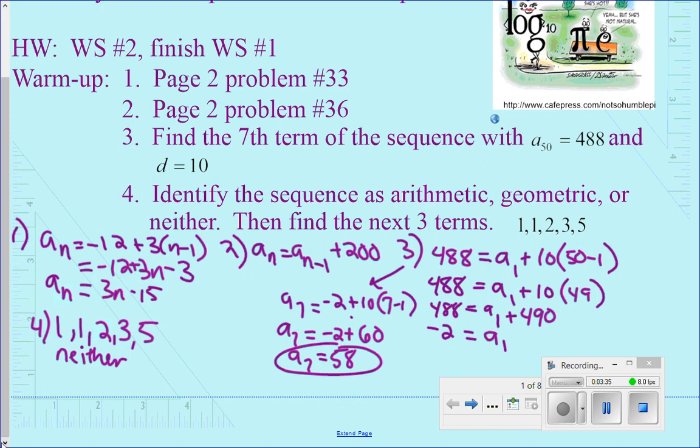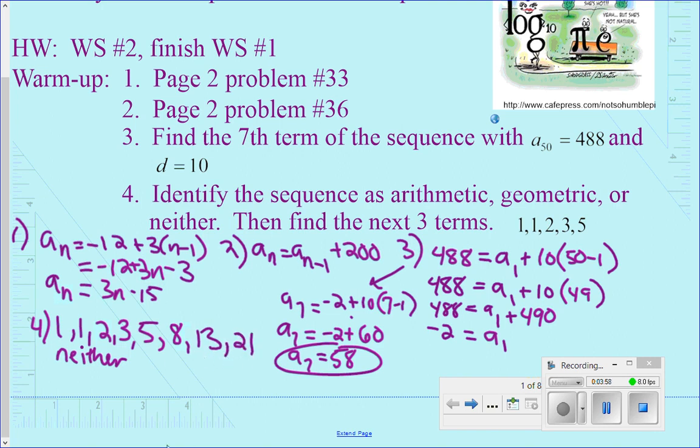So the pattern, hopefully you recognize what the pattern is. If I add the first 2 terms, 1 plus 1, I get 2. 1 plus 2, I get 3. 2 plus 3, I get 5. 3 plus 5 would be the next term, which is 8. 5 plus 8 is 13. And 8 plus 13 is 21.